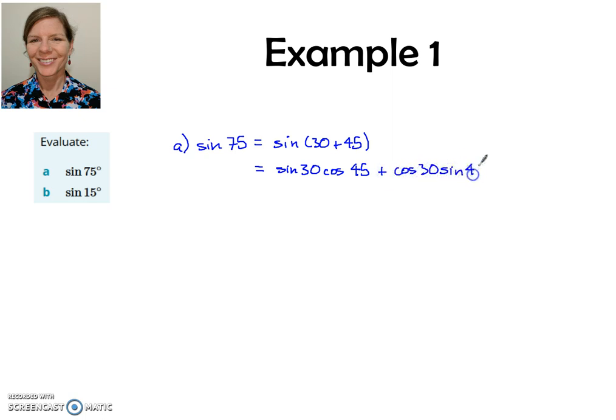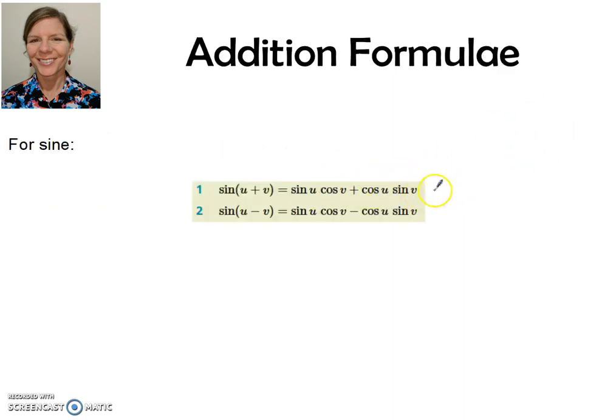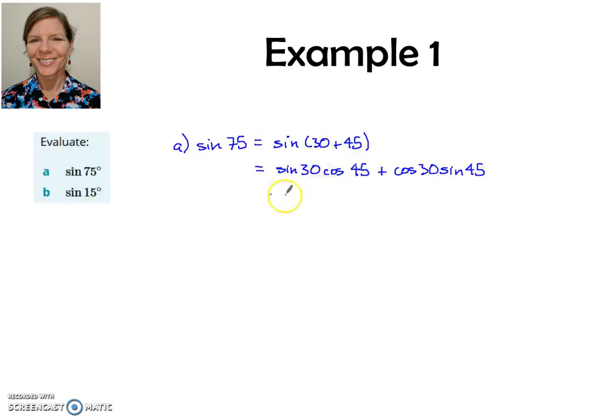Now if you have to refer back to your formula, please do. Don't get it wrong. So go back, check it, substitute it all in correctly, and come back here. Now we know from our exact values that sine 30 is a half, cos 45 is 1 on root 2, plus cos of 30 is root 3 on 2, and sine of 45 is of course 1 on root 2. Multiply that out: 1 on 2 root 2 plus root 3 on 2 root 2. That's pretty straightforward: 1 plus root 3 on 2 root 2.